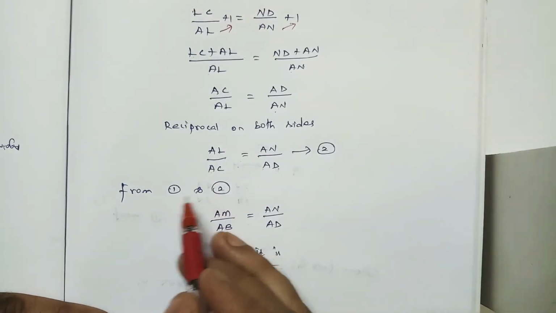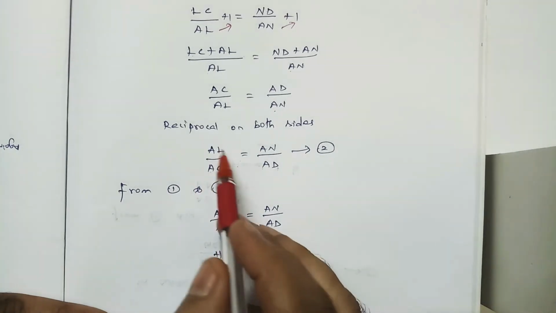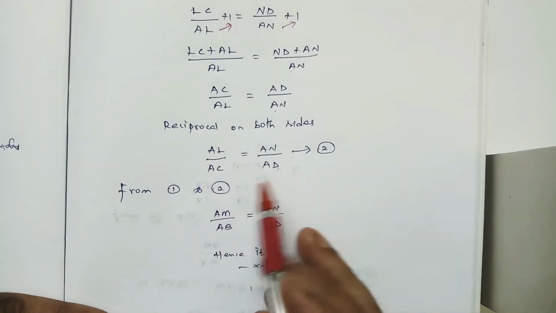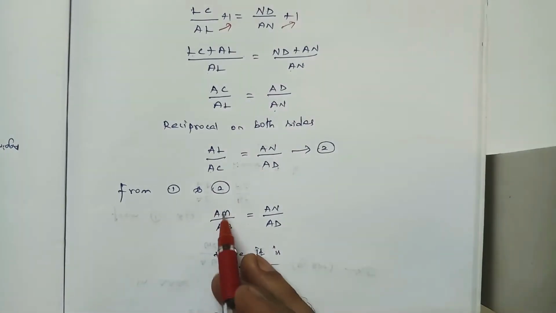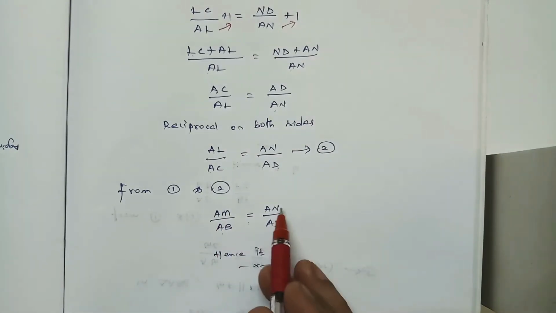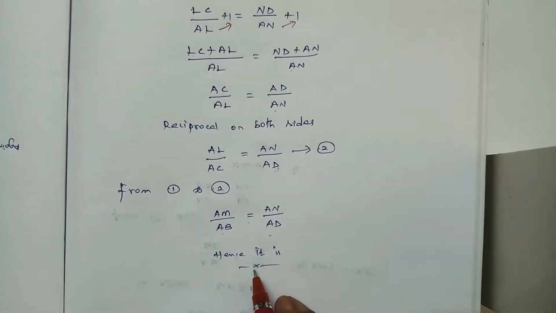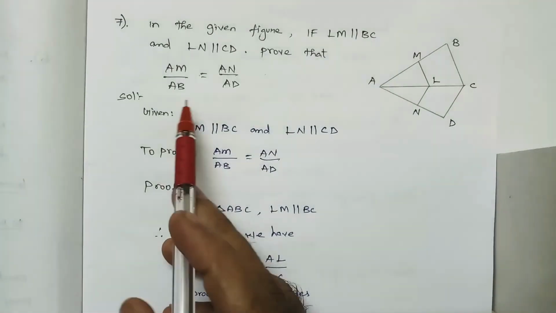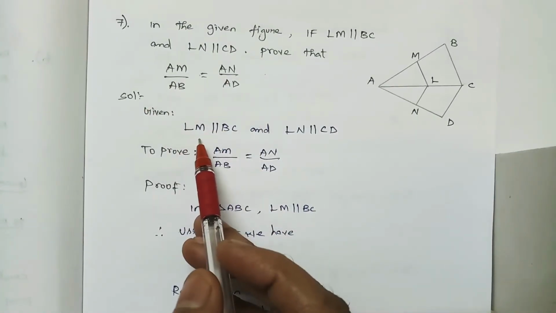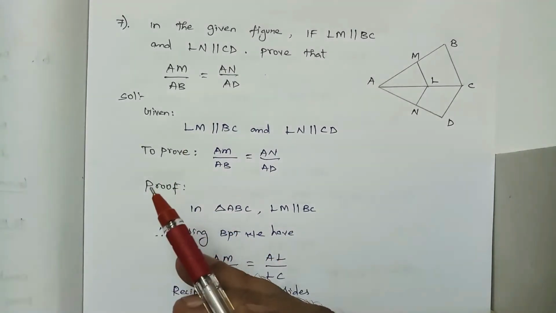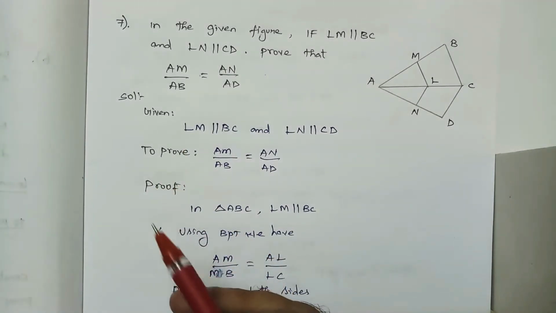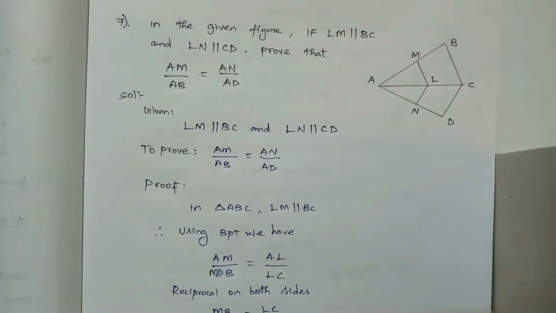Just compare equation 1 and 2. The LHS of equation 2 and RHS of equation 1 are equal. So from equation 1 and 2, AM by AB is equal to AN by AD. Hence proved. Understood? By seeing the proof, what we want to prove, from there itself you come to the conclusion how we are going to prove, by which methodology we are going to prove, right?